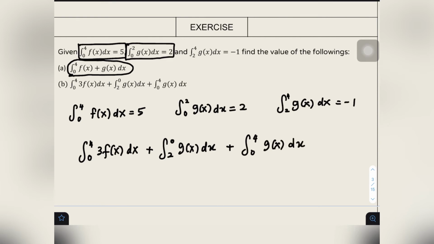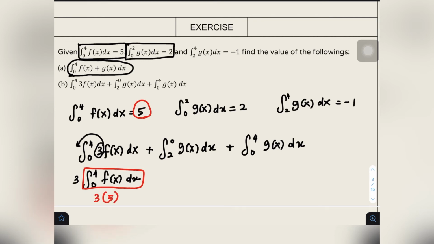So let's see one by one. The first one, we can remember the property where we can bring the constant outside of the integral. So what you have here is 3 times the integral from 0 to 4 of f(x) dx. The value of this integral is already given to you, which is 5. So you can just substitute 3 multiplied by 5, plus.